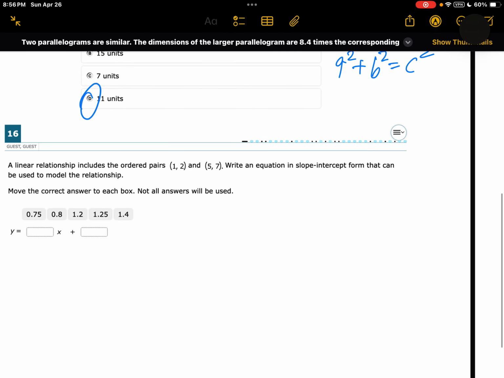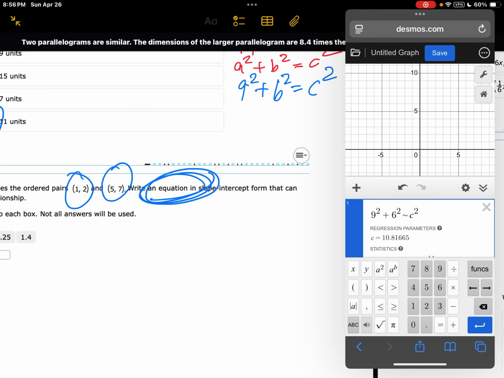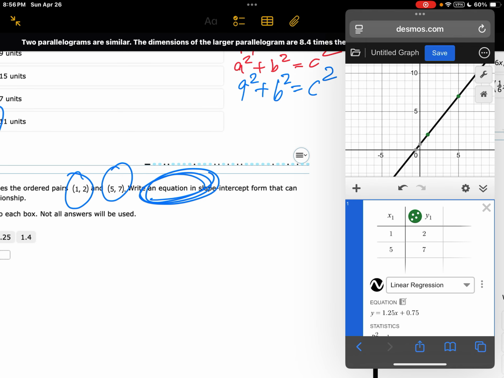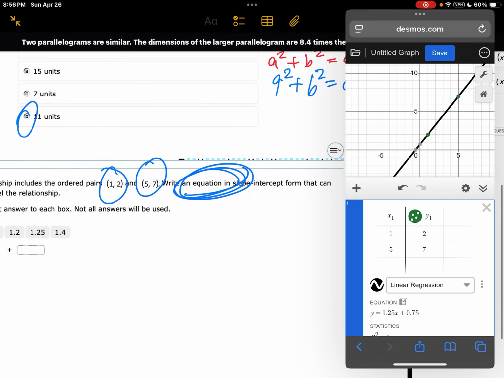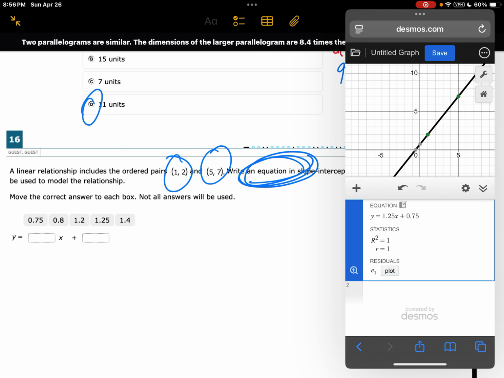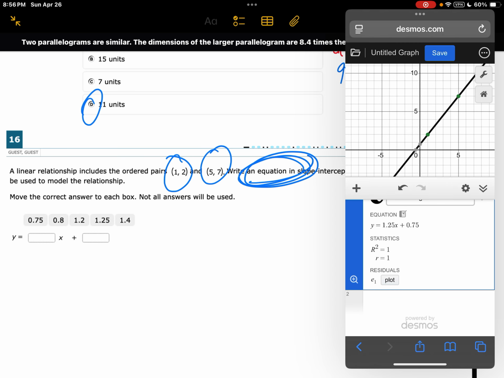Okay. Oh, look at this. I got 2 ordered pairs. They want me to write an equation. Easy. Easy. I just enter a table into Desmos. So table 1, 2, boom. 5, boom. 7, boom. Magic blue button, booyah. There it is. Oh, 1.25x plus 0.75. Super easy. Super easy.